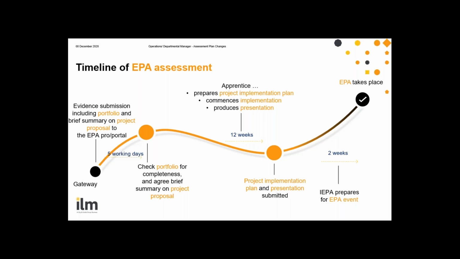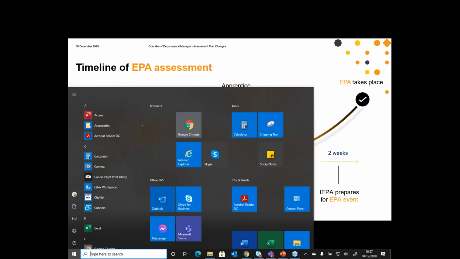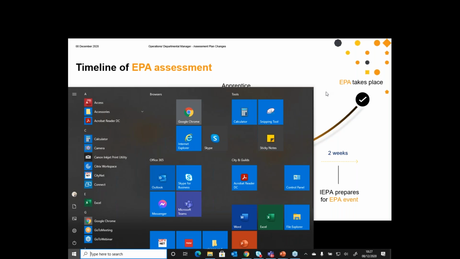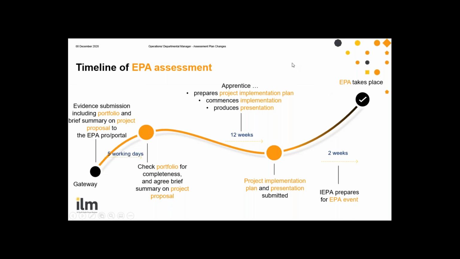So let's talk now about timeline. The assessment plan is very specific about when things need to happen and how long apprentices will have. First of all, at Gateway, there will be two requirements. They will need to submit a completed portfolio of evidence, and then they will need to submit the brief summary about the scope of the project proposal. So two requirements, two documents to be sent at Gateway.